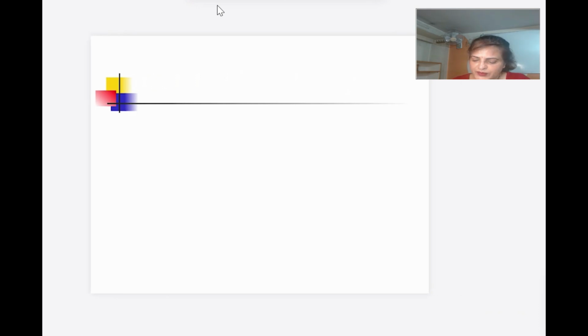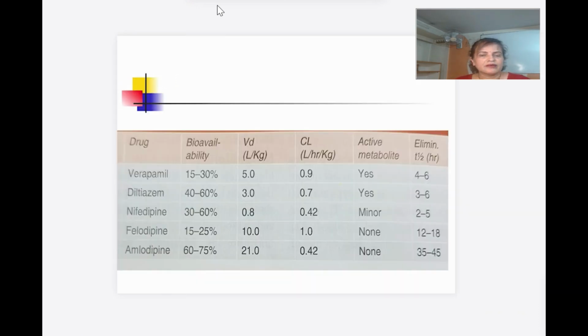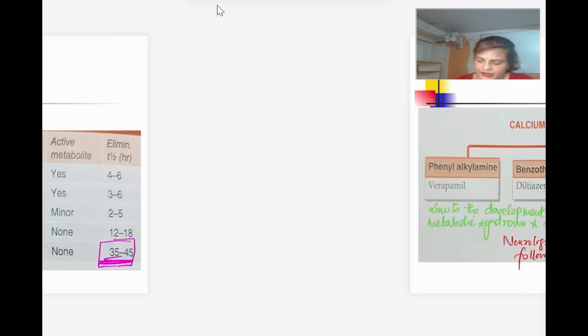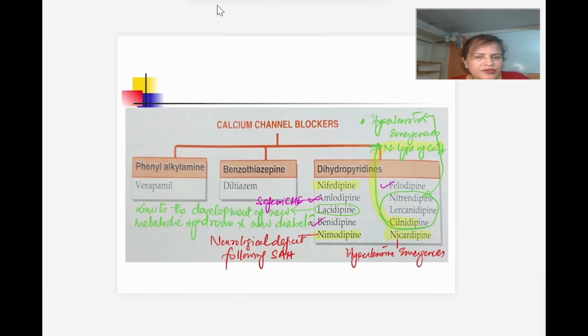Now coming to the next one, pharmacokinetics. Important pharmacokinetic features: by this slide you can see the elimination half-life is maximum, it is the longest acting. Second, if we look at the bioavailability of amlodipine, it is more in comparison to the rest, because all of them undergo high first-pass metabolism but this does not. This one is important, and its half-life is the longest. There are others also, but no differentiating points with all that. Three I have told: verapamil, diltiazem and nifedipine.